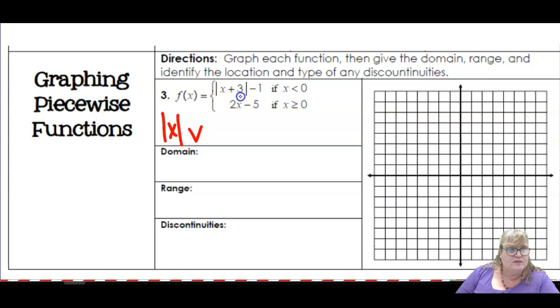All right, so this first one is an absolute value function, which means it's a V shape. It has been shifted left 3 and down 1. So if I go left 3 and down 1, and the V shape means that the branches, there's no stretch here, so the branches are just going up 1 and over 1. Okay, so that's the absolute value piece.